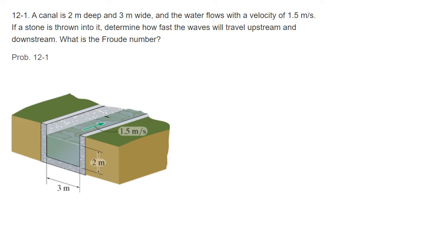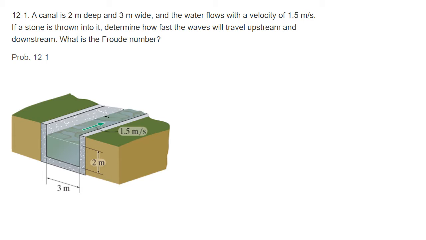So let's take a look at problem 12.1. We have a canal that's 2 meters deep, 3 meters wide, and the water is flowing at 1.5 meters per second, as shown in the figure. If we toss a stone into the water, how fast will the waves travel upstream and downstream, and what's the Froude number? Looking at this, we need to find the right equation to use.